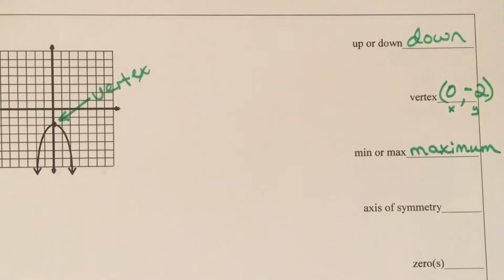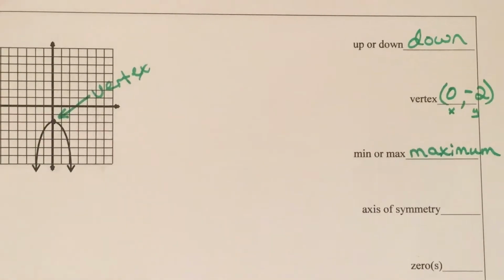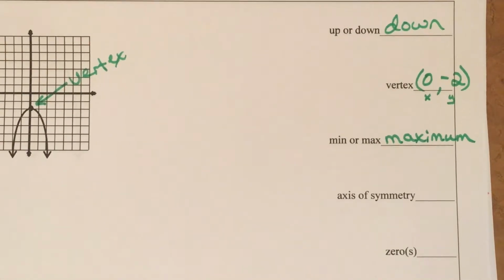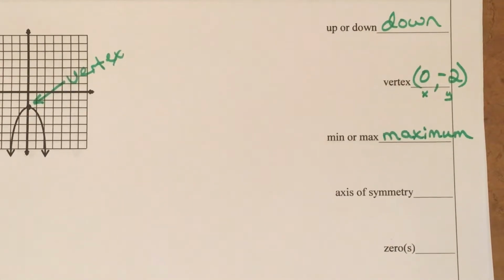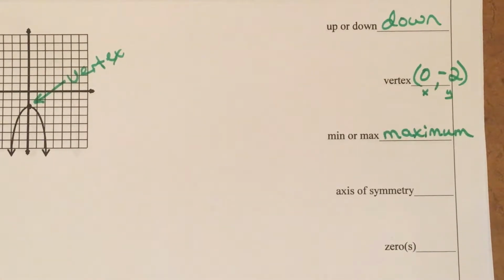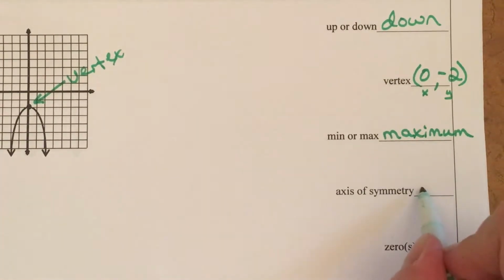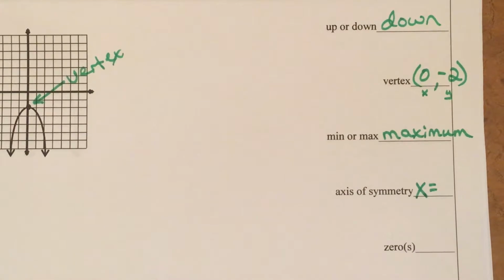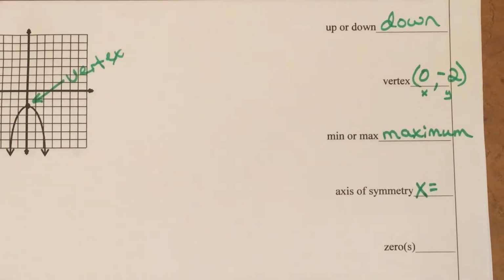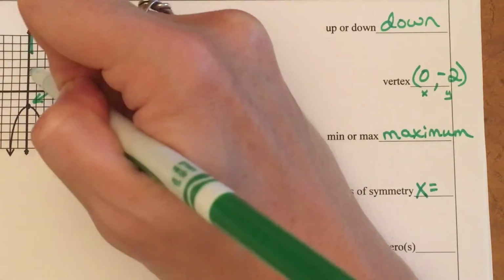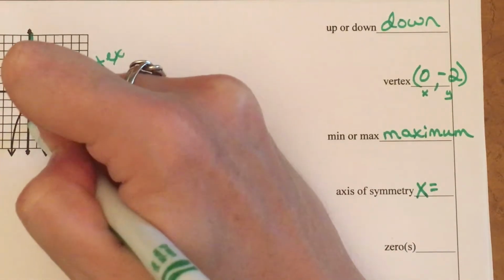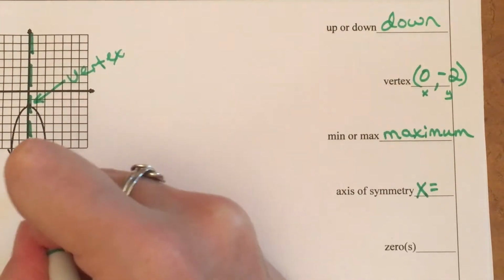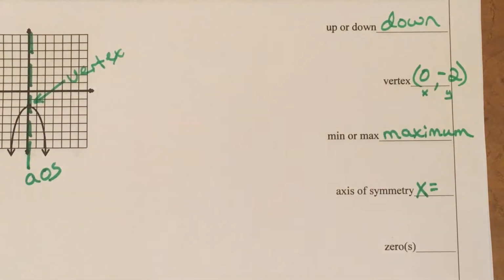Great, we're getting this done. So the axis of symmetry, where is that? First off, is it a number or an equation? Yes, it is an equation. Okay, so where is it located on your graph? Right through the middle, where I can fold it in half. There it is labeled.